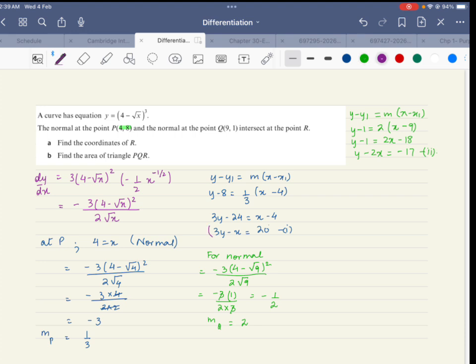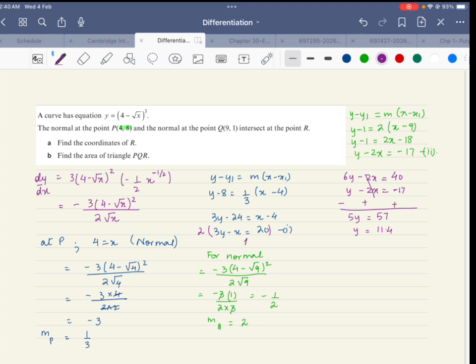What I am going to do is multiply this equation by 2. So this becomes 6y minus 2x equals 40. Y minus 2x equals minus 17. I am going to subtract both the equations. This becomes 5y, this and this cancel, equals 57. So y is equal to 11.4.